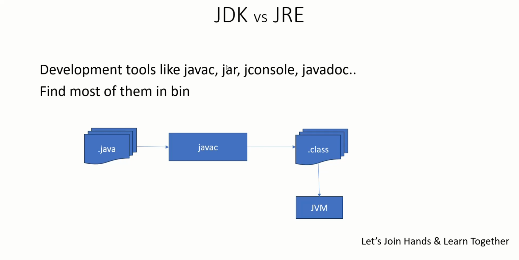In the bin folder we will also see the java command, which is present in JRE too. Why? Because java is the one that triggers, takes the class file as input and gives it to the JVM, and the JVM executes it and gives a response. So the java command is present in JRE. This is the basic difference.